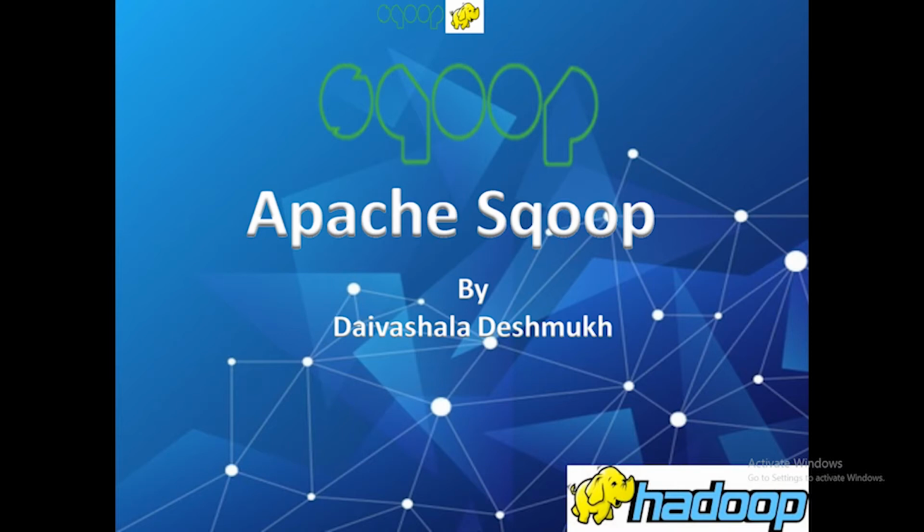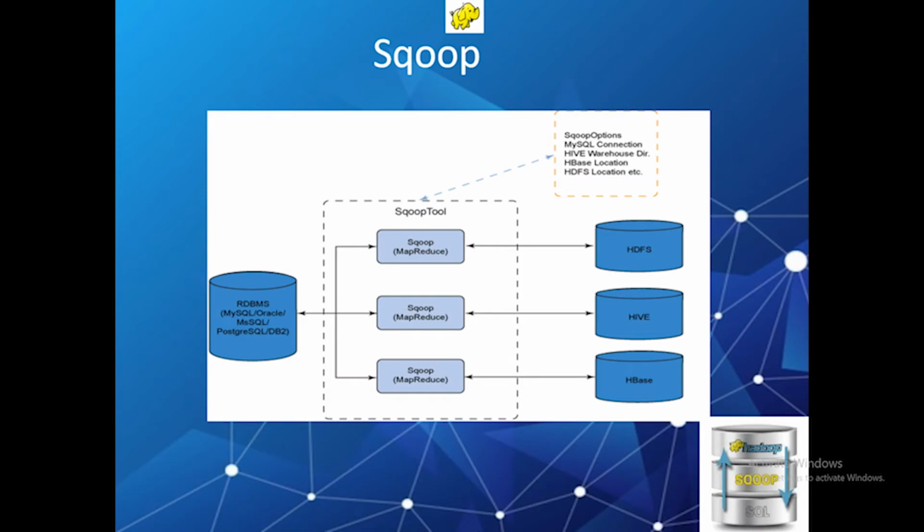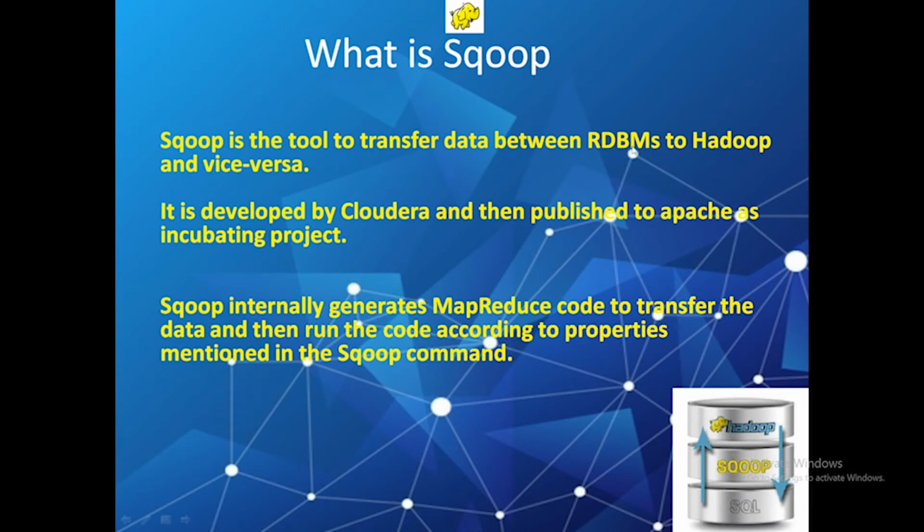So let's get started. Apache Sqoop allows us to extract data from structured data sources like MySQL, Postgres, Oracle and any relational database. Then it's stored in Hadoop so that we can do further processing or analytics on top of that data. Basically, Sqoop is the tool to transfer data between relational databases and Hadoop and vice versa. It was developed by Cloudera and then published to Apache as an incubating project.